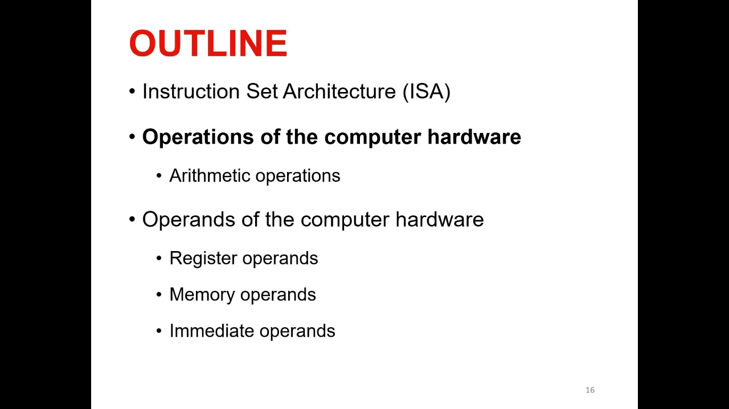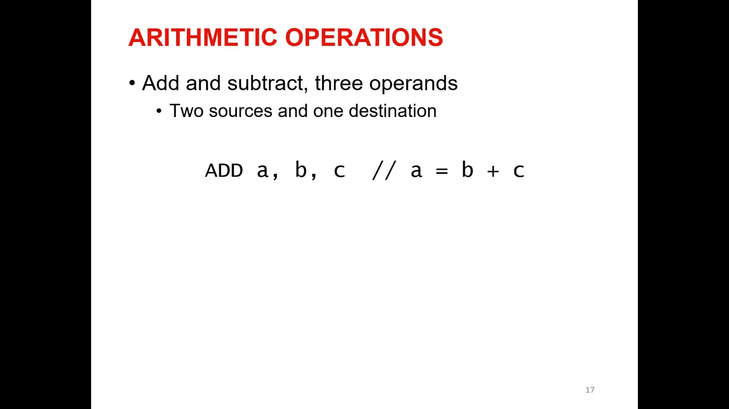So let's start with the first operation. The first arithmetic operation is very simple. It's just add and subtract. So if we want to add two operands, we will need three operands. You can see the operation here in natural language. If we want to store in A, B plus C, what we do in assembly language is we have an instruction called add. We place here the destination, we place here operand 1, and we place here operand 2.